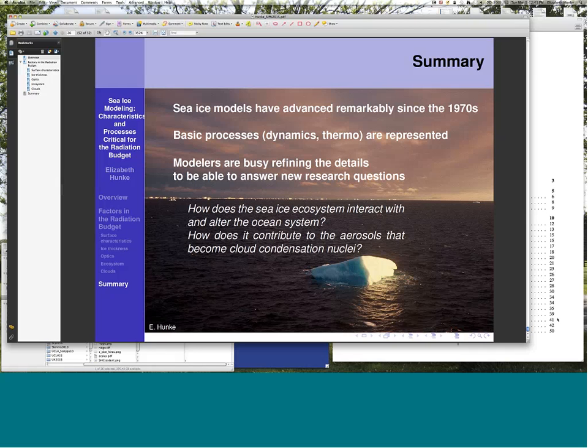This is Ulla Person. Can you hear me? Yeah. I had a question for Elizabeth. I was curious whether the proportion of surface melt versus bottom melt is realistic in the model, in the implementations of the model as she's seen them.